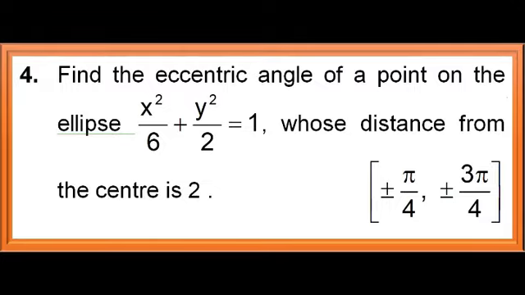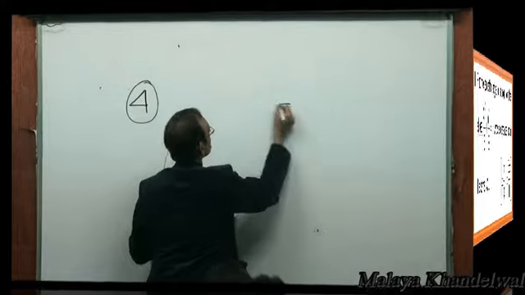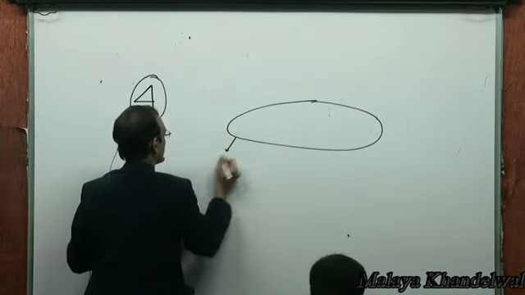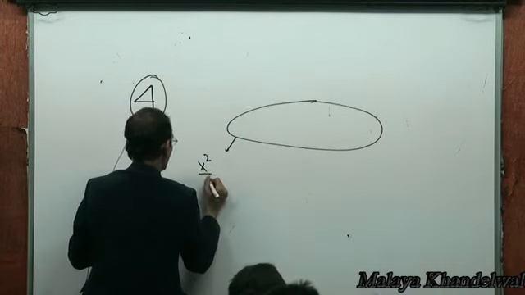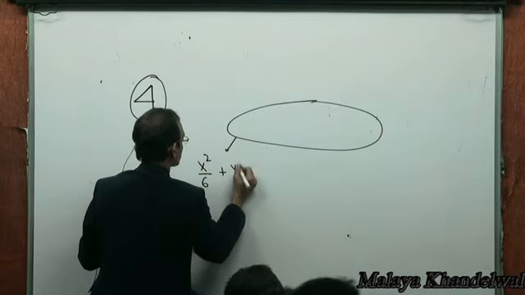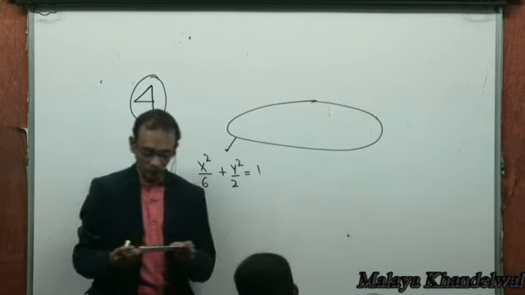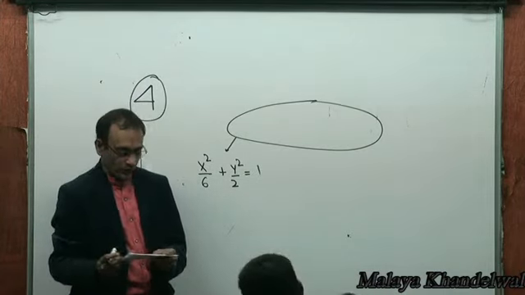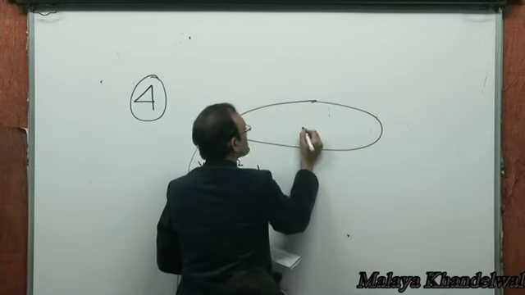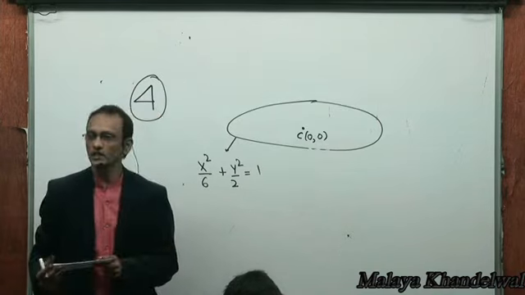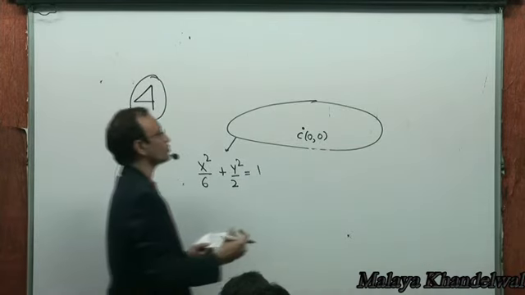Can I wipe this off? So there is an ellipse, x squared by 6 plus y squared by 2 equal to 1. Right? Now this is the center C of the ellipse, which is 0, 0.